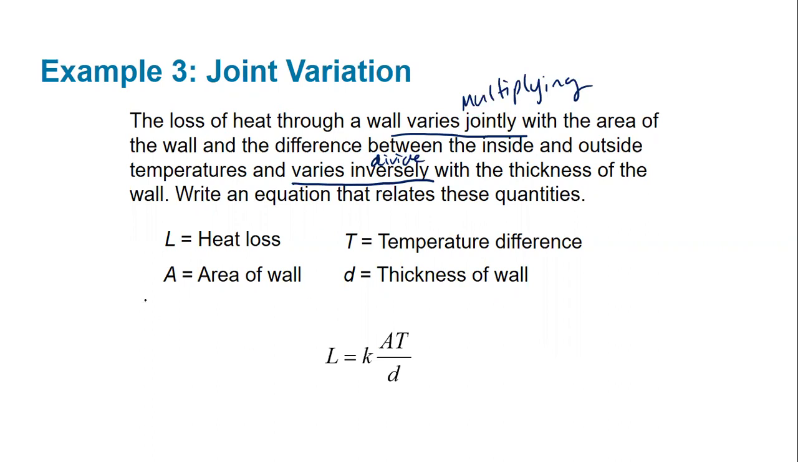So looking at our variables, our dependent variable is L, our heat loss, and everything automatically has to have a K. The wall varies jointly with the area of the wall and the difference between the inside. The area of the wall is A, the difference is T. So that's A times T. Then varies inversely with the thickness. What did we say inversely meant? We're dividing. So we're dividing by the thickness, and the thickness is D. Okay.